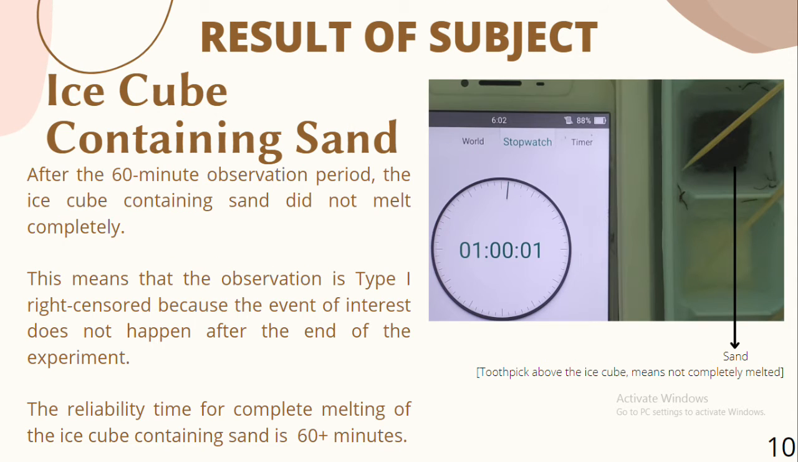Secondly, is the ice cube containing sand. After 16 minutes of observation period, the ice cube did not melt completely. This means that the observation is type 1 right censored because the event of interest does not happen after the end of the experiment. Therefore, the reliability time for the complete melting of the ice cube containing sand is 60 plus minutes. We can see from the picture, the toothpick can be placed above the ice cube, meaning that it is not completely melted.